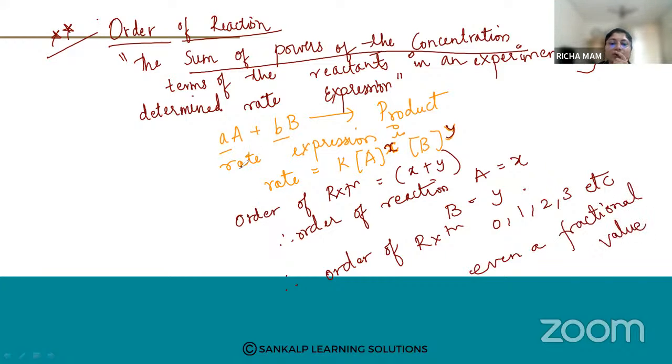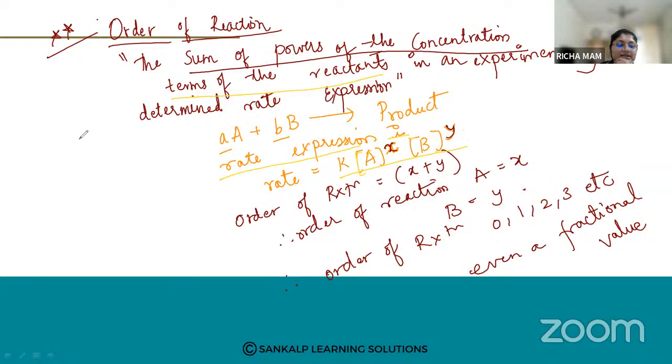So this is about order of reaction. These things you have to keep in mind. Okay, so what is order of reaction? The sum of the powers of the concentration terms of the reactants. If you consider this reaction, this is a rate equation. So order of reaction is the sum of the powers, right? So X plus Y. The order of A is X and that of B is Y. Order of reaction can be 1, 2, 3, 4, and it can be even a fractional value.